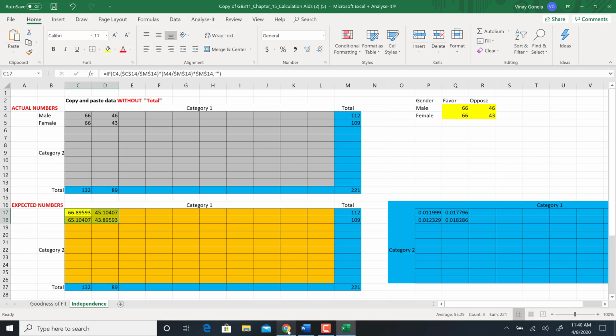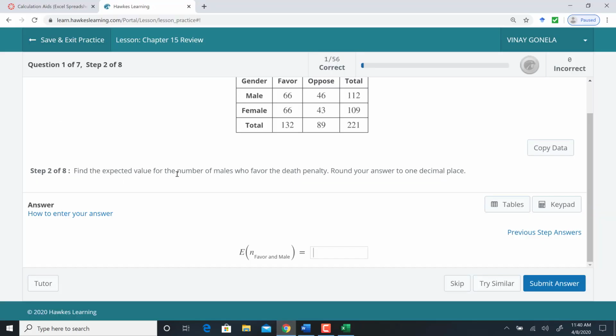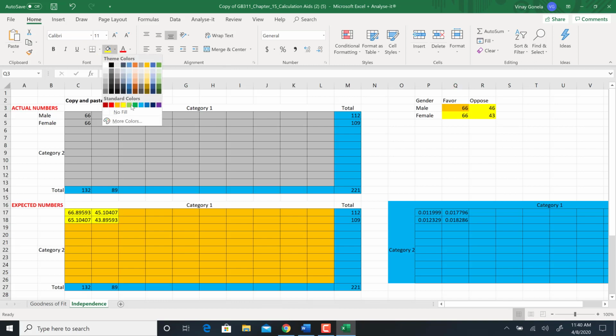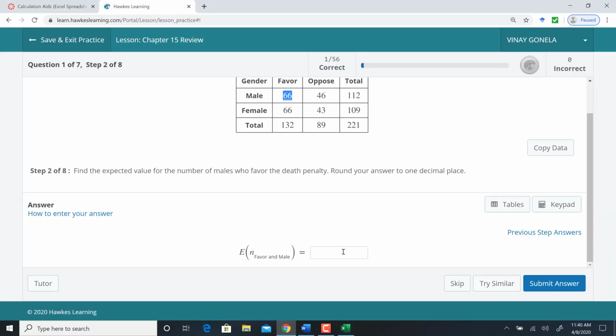So the question is, find the expected value of the number of males who favor the death penalty. So they are asking male and favor. This is the actual value, so the expected value should also be the same cell. Male and favor is this cell. So that is 66.89. That's how you are going to solve these problems. So I will type in the expected value here and submit it.